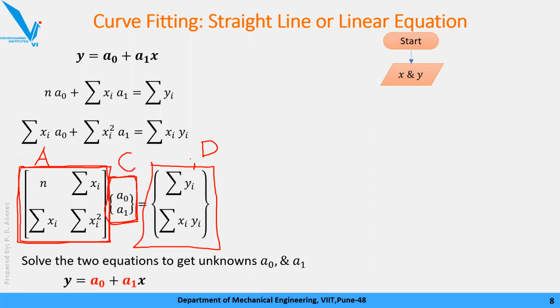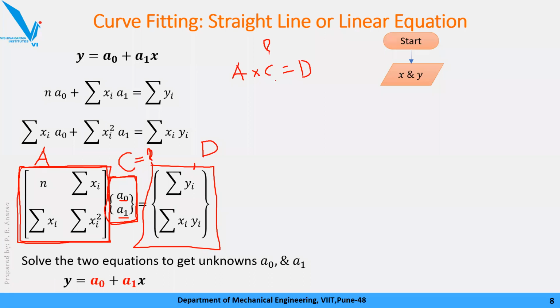ठीक है, so A, D enter करेंगे, then to find out अपना aim क्या है, ये C find out करना है which consist of actual desired coefficient a0 and a1. ठीक है, so first क्या करते, C को find करते. So this format is A into C equal to D.